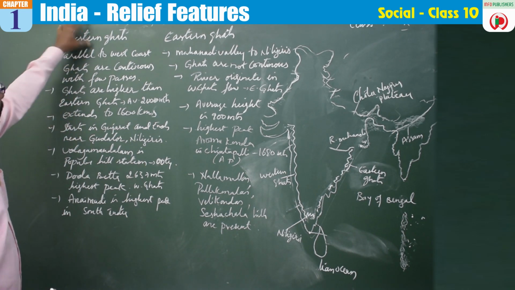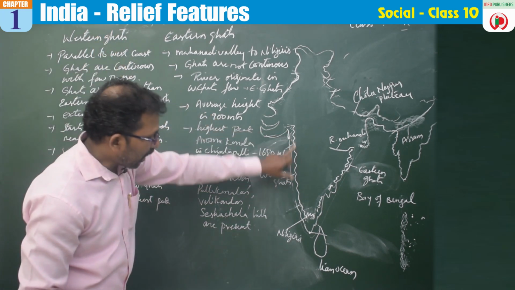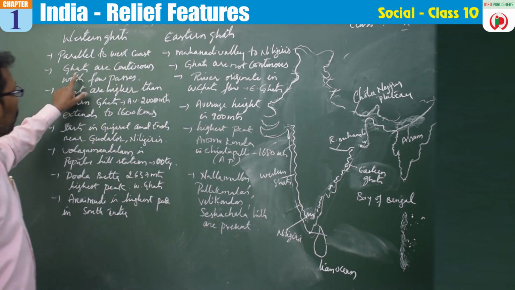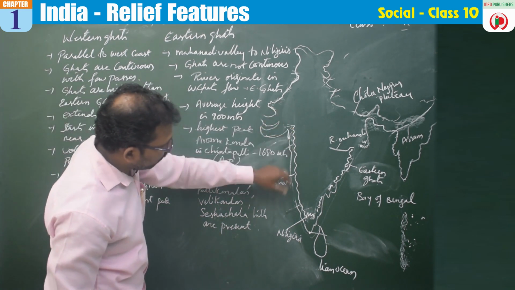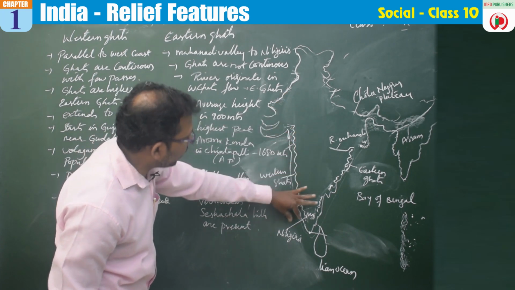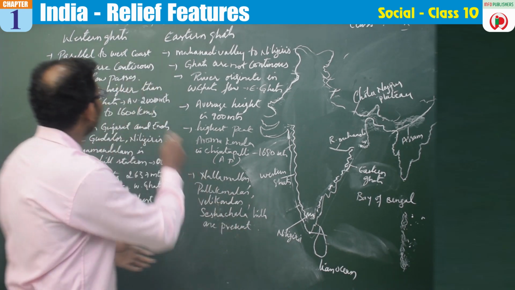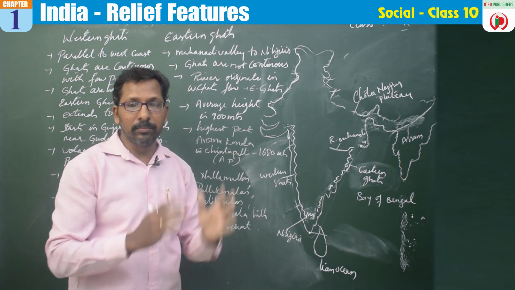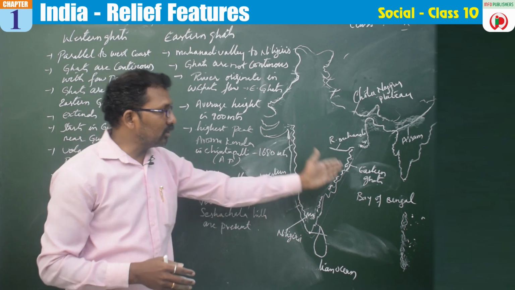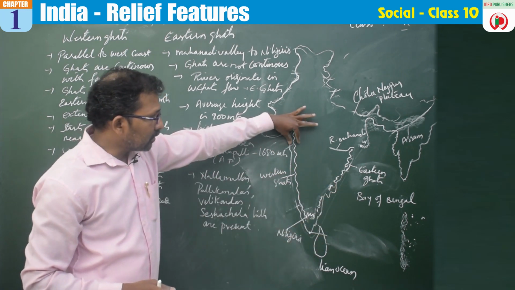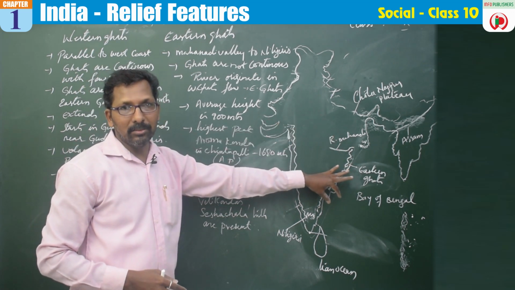Western Ghats. These Western Ghats run parallel to the west coast. Western Ghats are continuous with few passes. You can see here, I did not break anywhere. It passes continuously with few passes. Passes means routes, a natural route prepared for traveling from one place to another. So these natural passes are there so that they can enter the eastern plains.